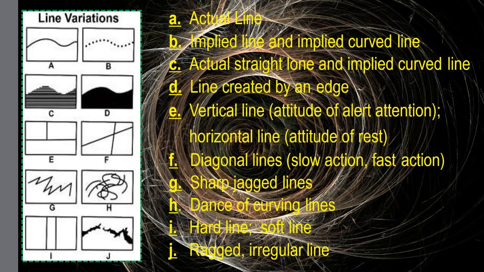Letter F, diagonal line, slow action or fast action. G, sharp jagged line. H, dance of curving line. I, hard line or soft line. And J, ragged, irregular line.